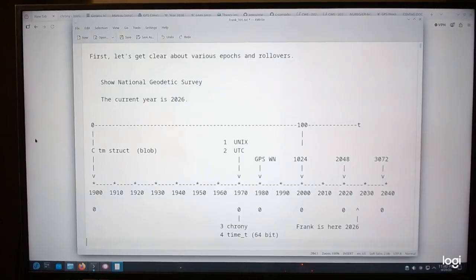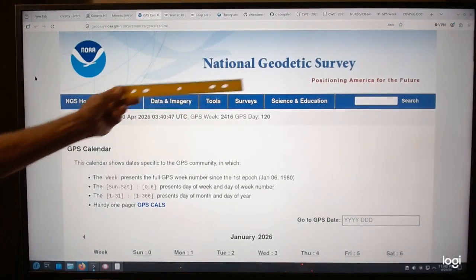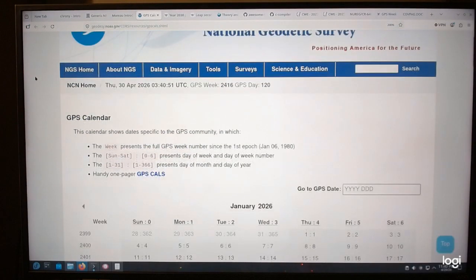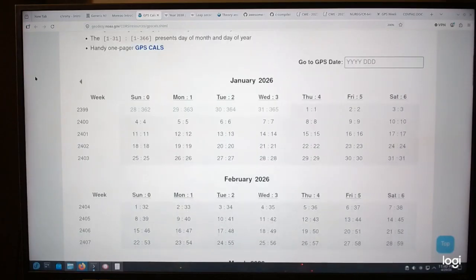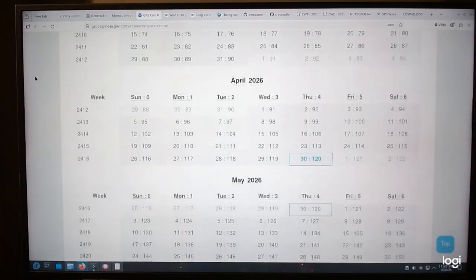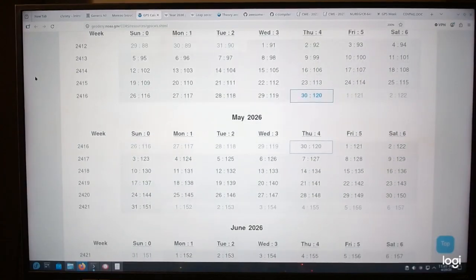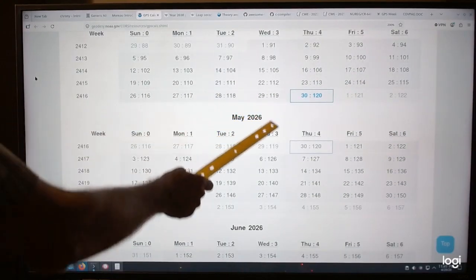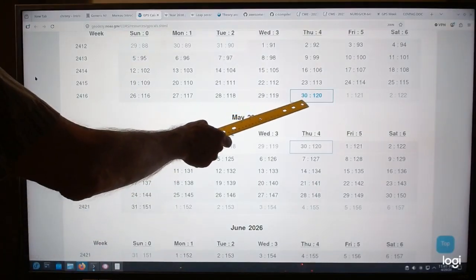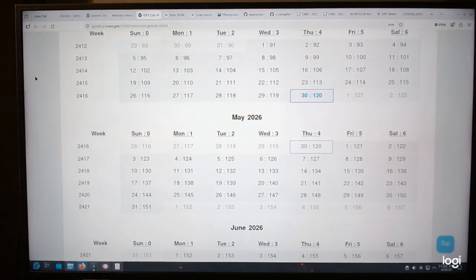Now, let me just show you. There's the National Geodetic Survey. They have a web page where they show you the GPS week number right here. Let's scroll down a little bit, and we're right here. This is recording right here, 11:41 at night. So it's showing May.